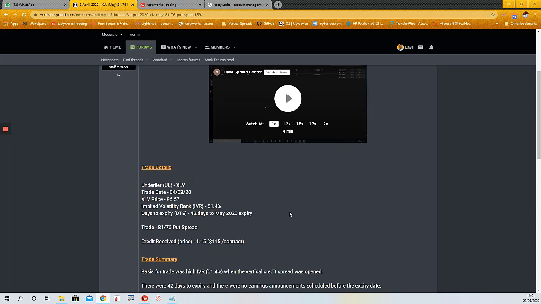The trade I structured was selling the 81/76 put spread. I sold the 81 strike and I bought the 76 strike, and I received a credit of $1.15 for selling the spread.